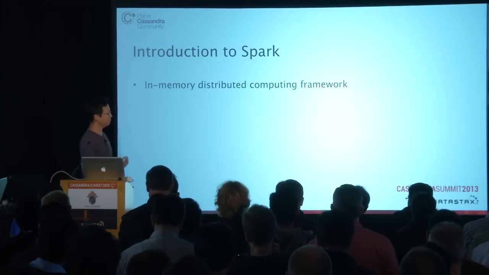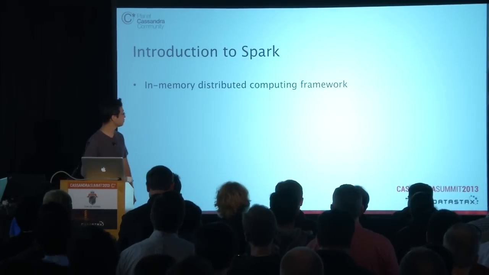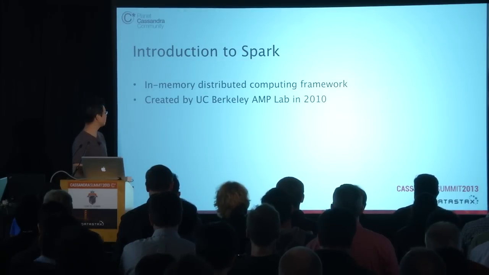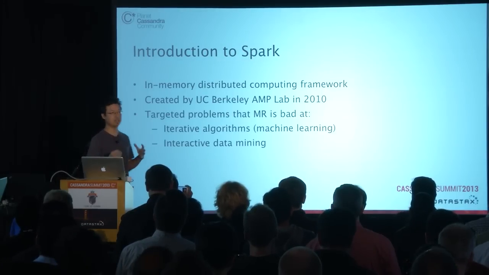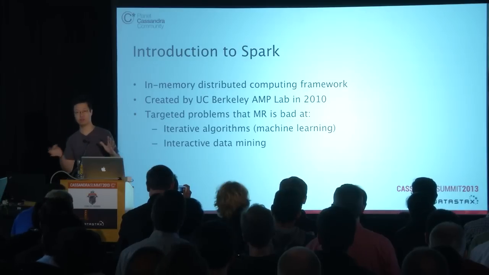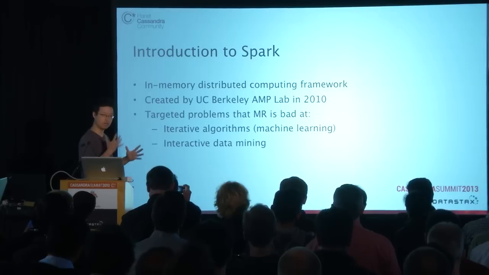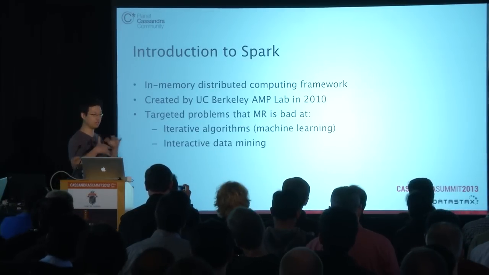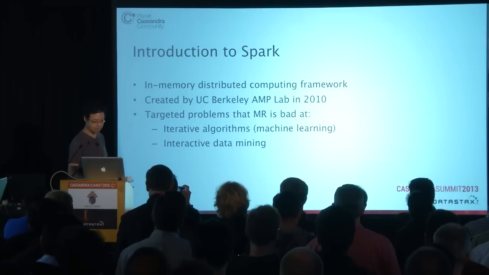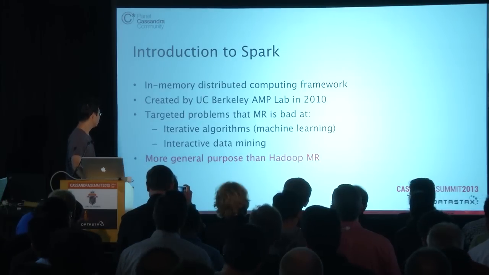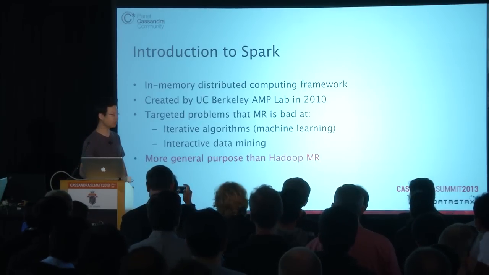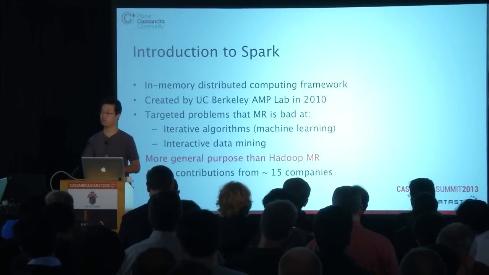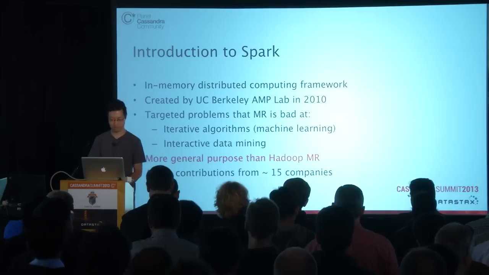So Spark is an in-memory distributed computing framework that can also write to disk. It was created by UC Berkeley 3 years ago. Initially, it targets problems that Hadoop MR is bad at, for example, iterative algorithms, where you need to recompute the same set of data multiple times, or interactive data mining. Because of those goals, it is more general purpose. It has a pretty active user community, with contributions from a whole bunch of different companies.